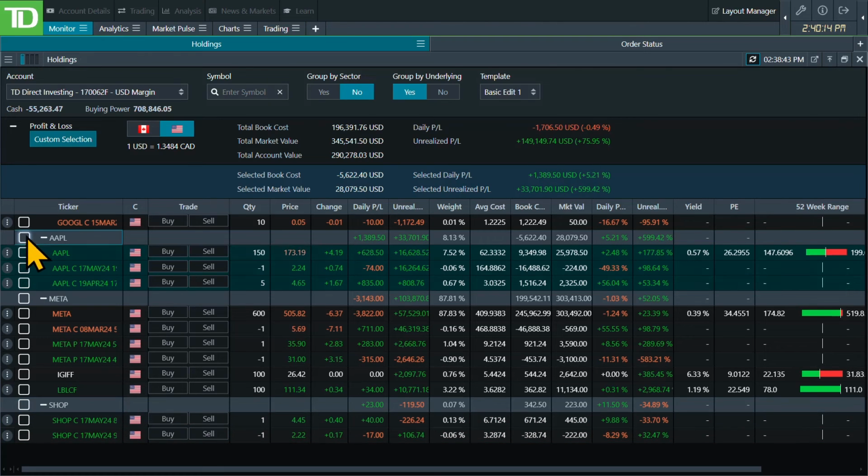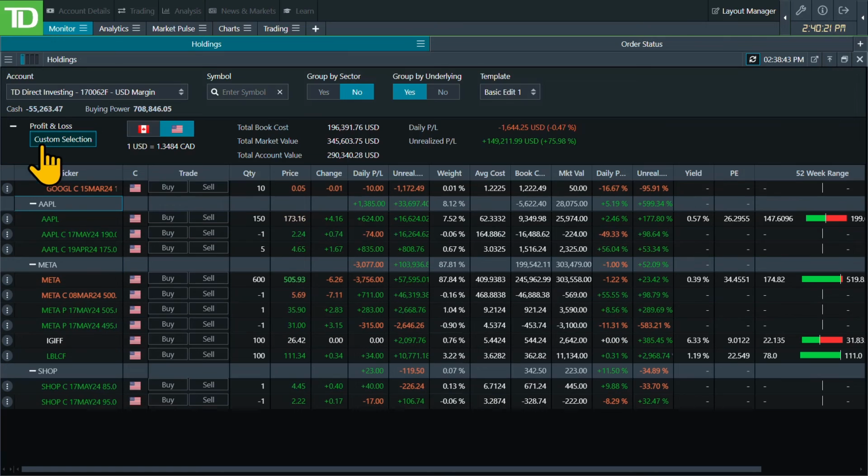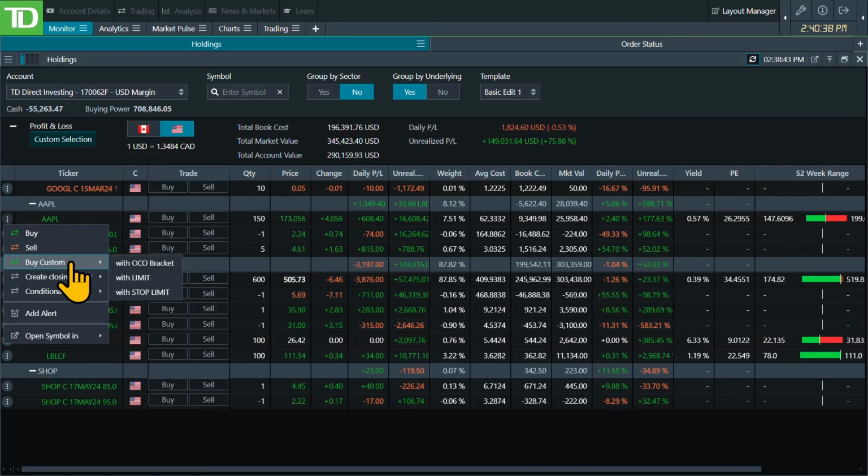So in this way, you are able to also look at specific profit and loss values if you want to group them in different ways by using this custom selection. Now we can turn this off and we'll go back to our standard view there. Now keep in mind, you also have this menu available beside each one. So if you wanted to place orders right from this screen, let's say we wanted to close out a position, of course you have the buy and sell functions right beside it. You do also have this one to bring up some of the more custom features such as those conditional or bracket orders that you want to do. So you can call those up by just clicking on this menu with the three dots there.